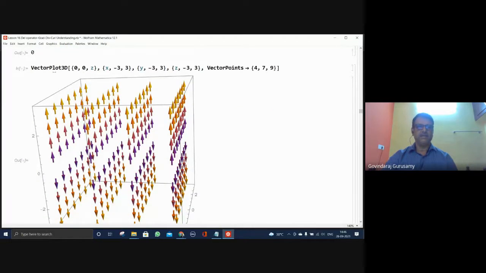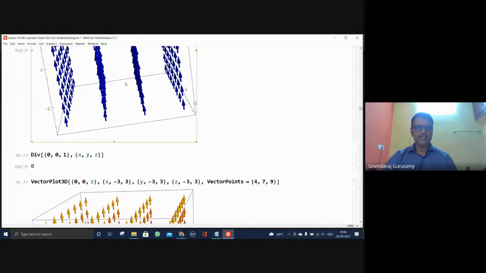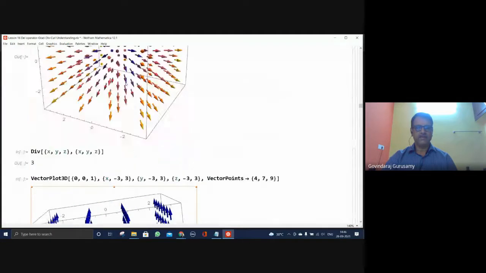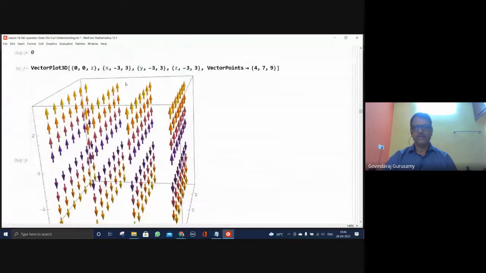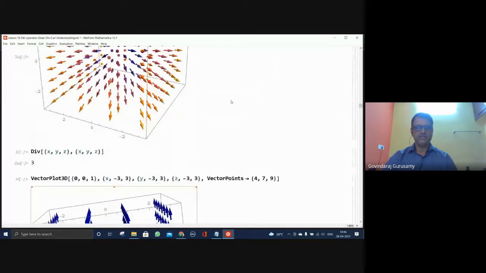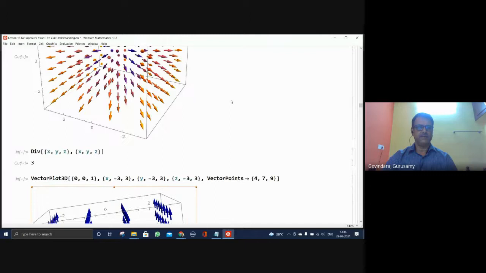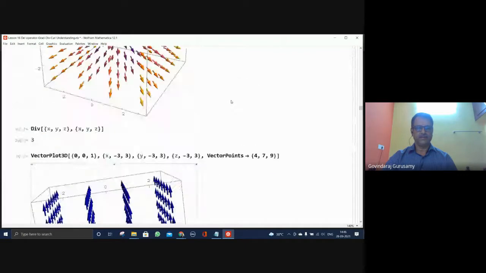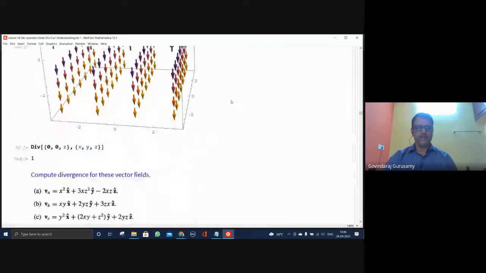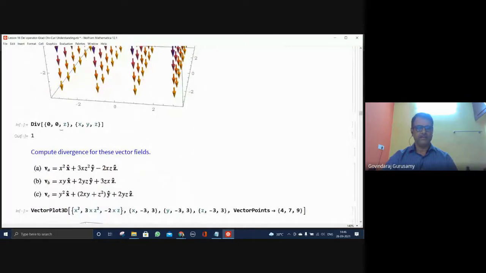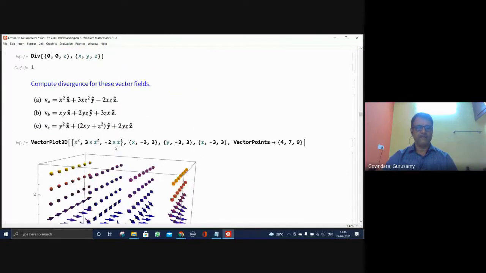Then the vector field of this, again, what is it? Is it the same? No. It is a 3-dimensional vector, where only the vector points have been changed. That's also the same. The same thing has been shown, the 3D vector plot again. Okay, so now the divergence of this is equal to 1, because when you change the length, it changes.